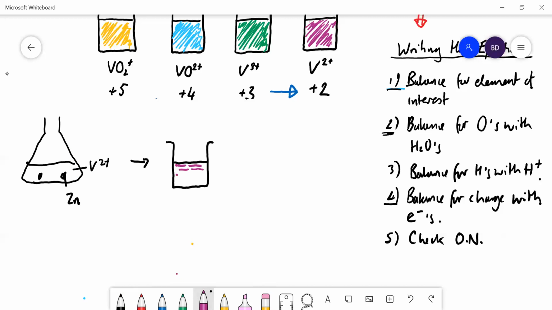Now, if you just leave that on the bench, and you can help this by giving it a little stir just to get the oxygen towards it, you just leave it for a few minutes. You'll find that the oxygen will turn it into the green V3+.